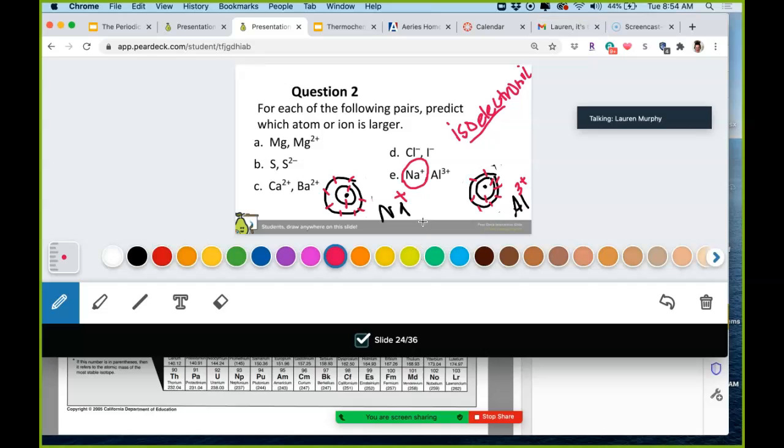Levi, did you raise your hand? Oh, go ahead. Anyone can answer. More electrons, and that's why it's smaller. Wait, who? Sorry, I couldn't hear you. I couldn't hear the first part. I think I cut you off.